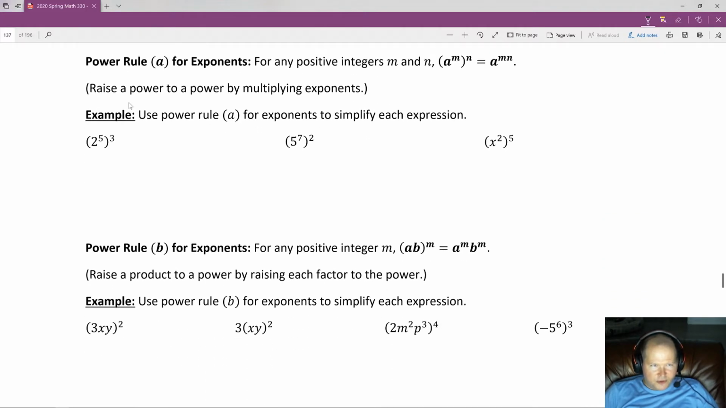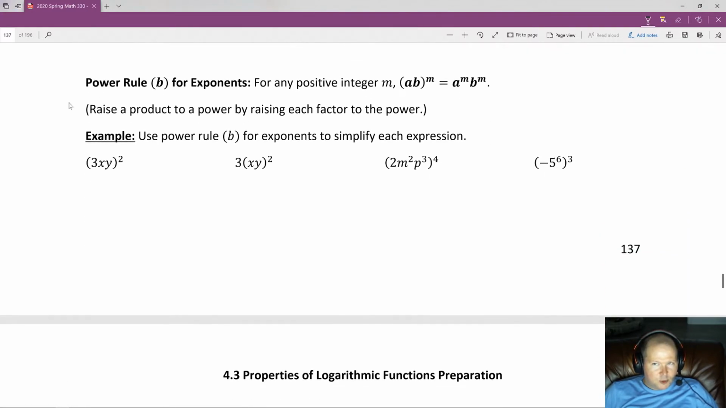Okay, so now we're going to review the power rule for exponents. So if you have a power to a power, you multiply them together. So in this case, you would say 2 to the 5th power to the 3rd power. You multiply the 5 times 3, and that would give me 2 to the 15th. Over here, you would say 5 to the 7th power to the 2nd power. So that is 7 times 2, which would give me 5 to the 14th. Over here, we would say x to the 2nd power to the 5th power. So that is 2 times 5, which gives me x to the 10th.